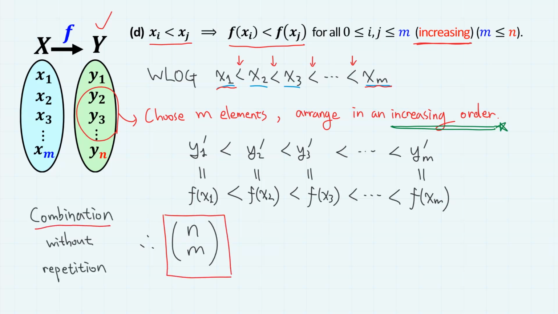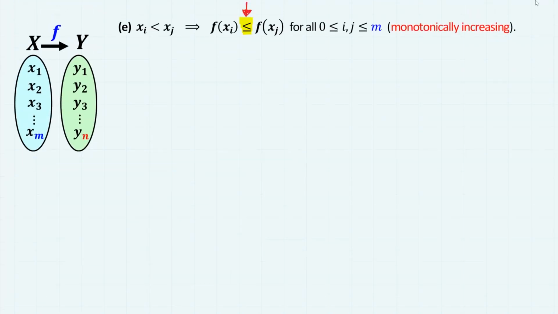This is the combination without repetition, which is also written as nCm, and can also be calculated by n factorial divided by m factorial times (n minus m) factorial. Now what about monotonically increasing functions? Well, the process is the same as for strictly increasing functions.